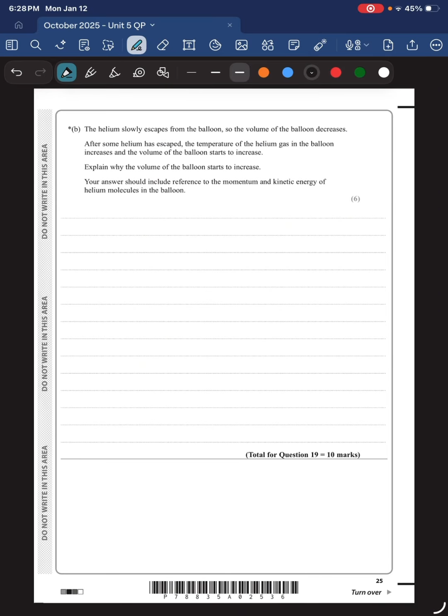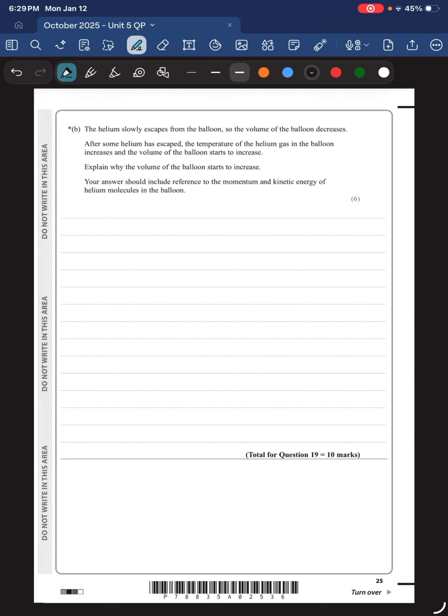Okay, and now part B is a long writing problem. The helium slowly escapes from the balloon, so the volume of the balloon decreases. After some helium has escaped, the temperature of the helium gas in the balloon increases and the volume of the balloon starts to increase. Explain why the volume of the balloon starts to increase. Your answer should include reference to the momentum and kinetic energy of helium molecules in the balloon.